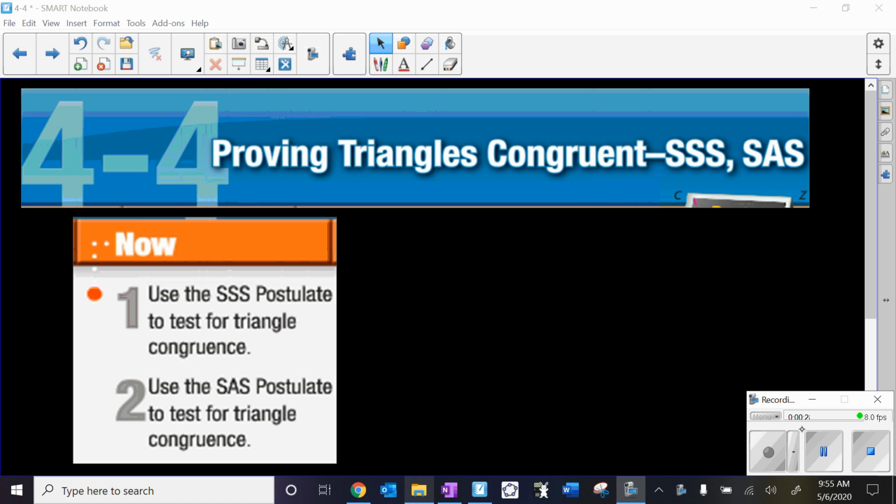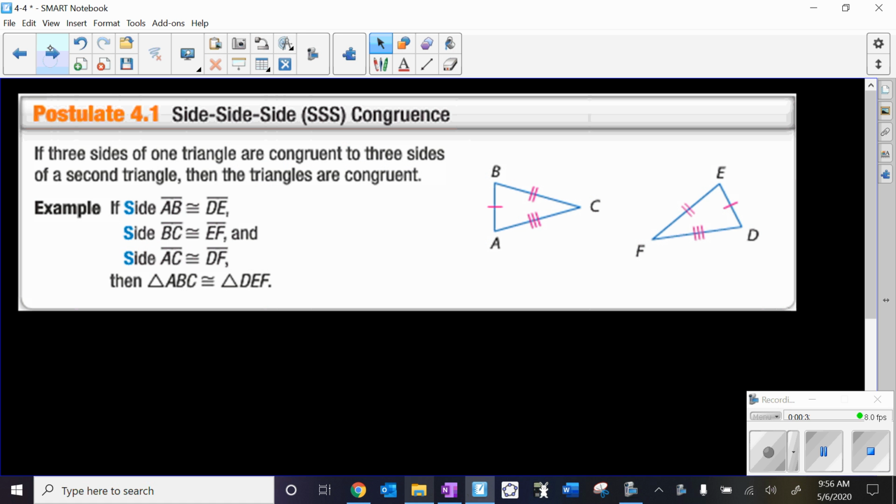The first method that we're going to look at is side, side, side. If you can get all three sides in one triangle congruent to all three sides in another triangle, then you have the triangles being congruent. You can see that's what they have done here. All three sides in triangle ABC are congruent to all the sides in triangle EDF.